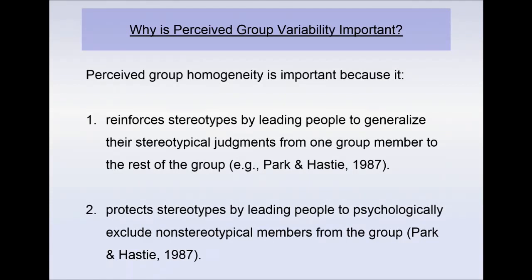The second issue here is that perceived group variability, or perceived group homogeneity, so we've got to be careful about the terminology here, we're talking about the similarity between members of the group, so it's not their differences, their variability, but really their similarity. And that homogeneity or similarity protects stereotypes by leading people to psychologically exclude non-stereotypical members from the group.